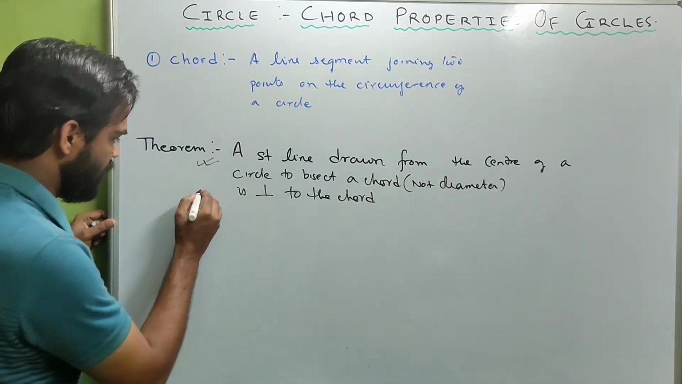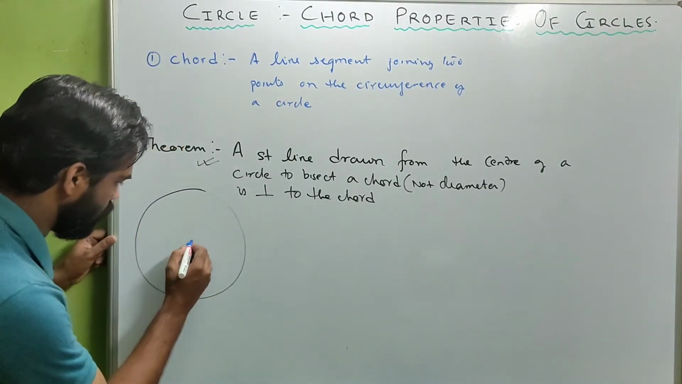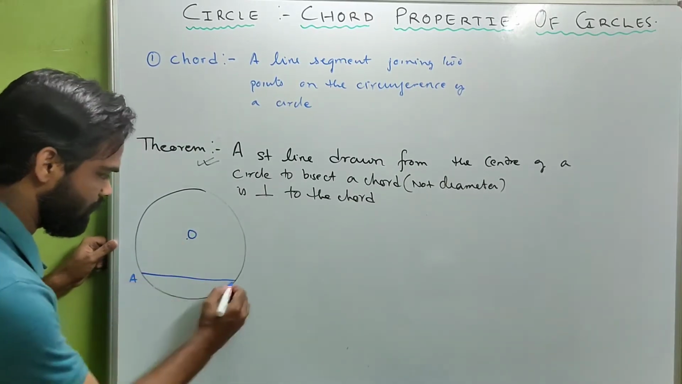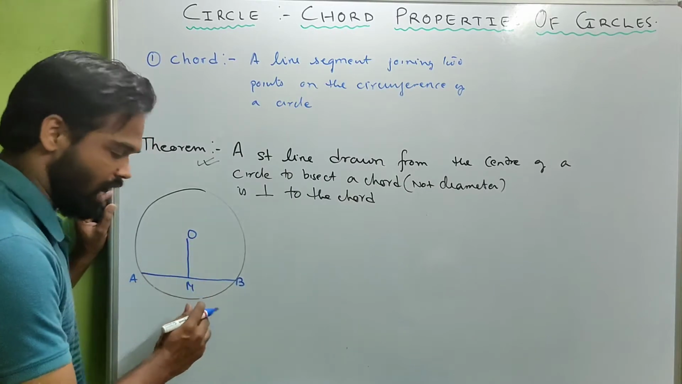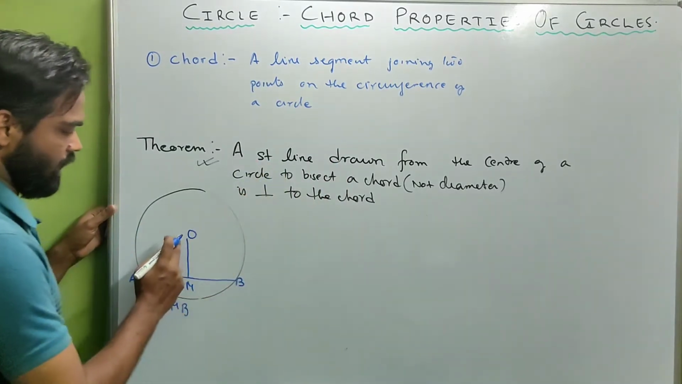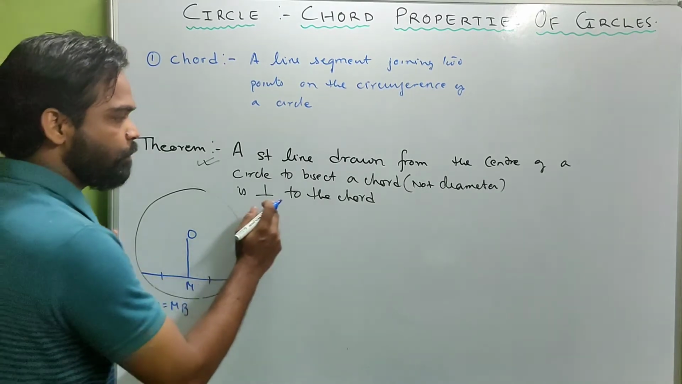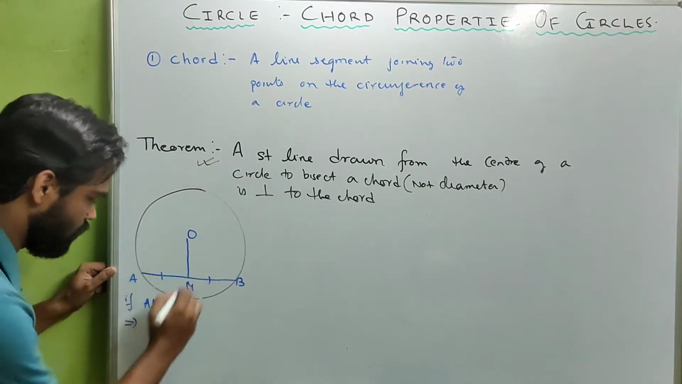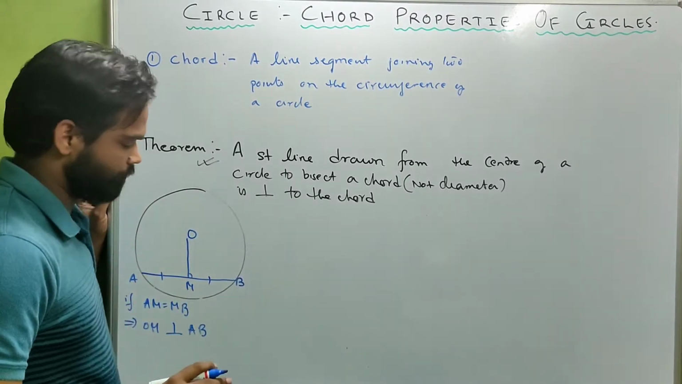What I mean, if you take a circle, suppose O is the center, you take a chord, suppose your chord is AB, and you draw a line, suppose OM, such that AM is equal to MB. See, a straight line drawn from the center of a circle to bisect the chord, which means this and this will be same, is perpendicular to the chord, which means if AM equals to MB implies OM is perpendicular to AB, which means this angle will be 90 degrees. Let us see the proving.